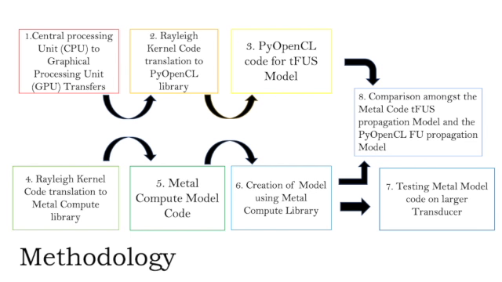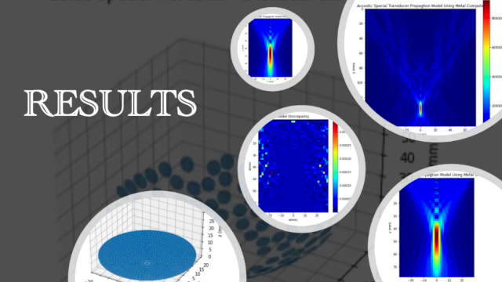Then this is where we came into play. This is our new implementation. Then, the Rayleigh integral kernel code was implemented to be used on the Metal Compute library. This then led to the creation of a metal code that would allow for the usage of modeling. Then, a transcranial focused ultrasound propagation model was created using the metal codes, and it used the same inputs that were utilized for the PyOpenCL model. These two models, the one with PyOpenCL and the one using metal, were compared. And to ensure metal code efficiency, the metal code was tested on a larger transducer. The results are as following.